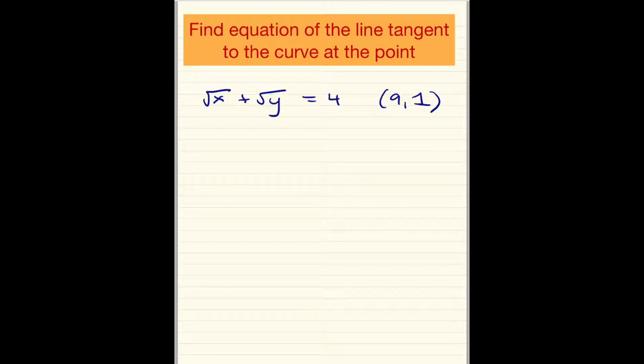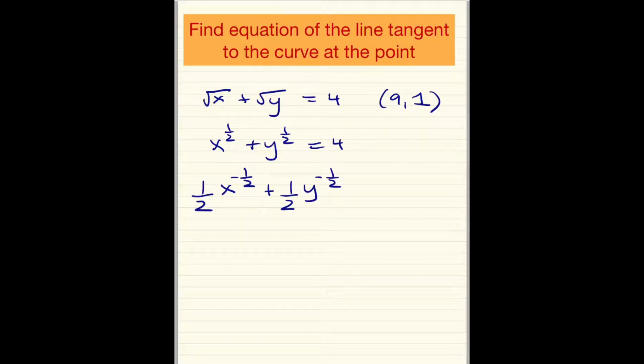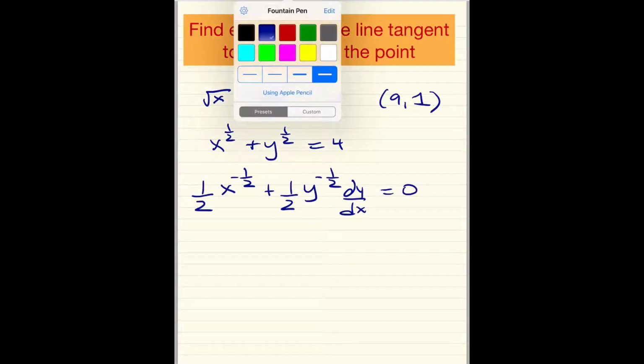First thing is, we notice that we're going to have to rewrite this in terms of an exponent, and we're going to apply the power rule. The derivative of x to the 1/2 is 1/2 x to the negative 1/2. The derivative of y to the 1/2 is 1/2 y to the negative 1/2 dy/dx, because the letter is a letter other than x, equals 0.